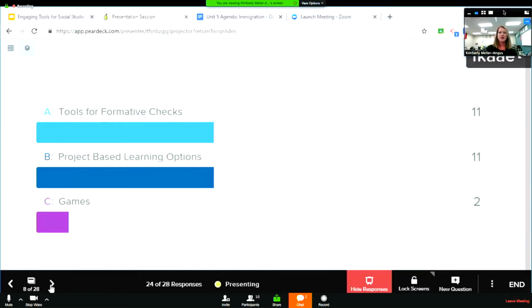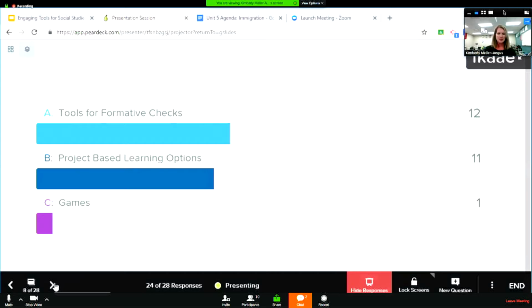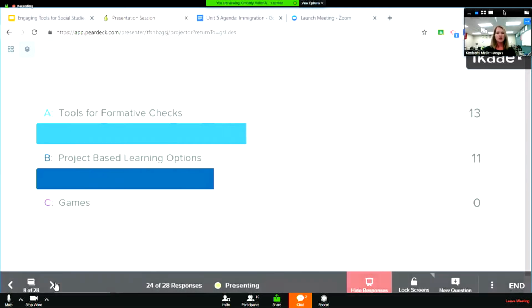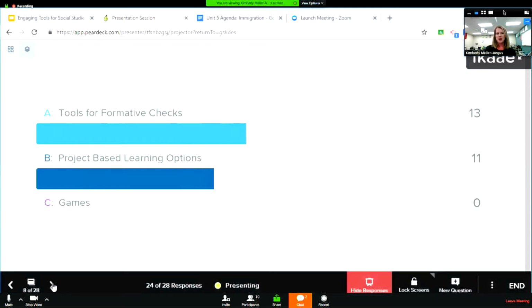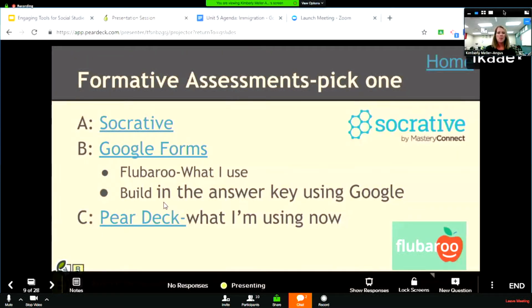Oh, we're neck and neck. That doesn't help me out which one to go first. I need my 25, 26 person to vote. Oh, neck and neck again. Well, I'll tell you what, I'll start at formative checks. I'll do 1 or 2 of them, and then I will go on to a couple of project-based learning. Oh, my games people, they re-voted, okay.